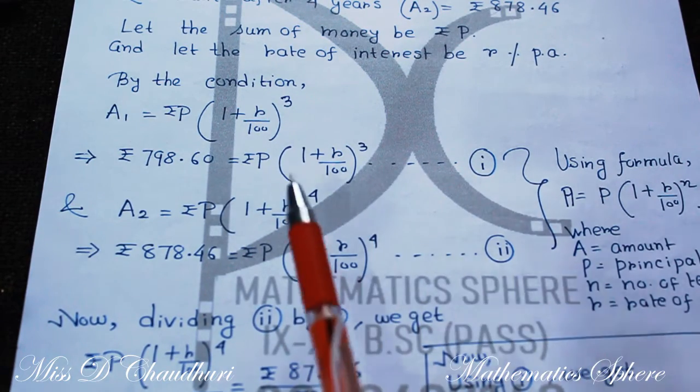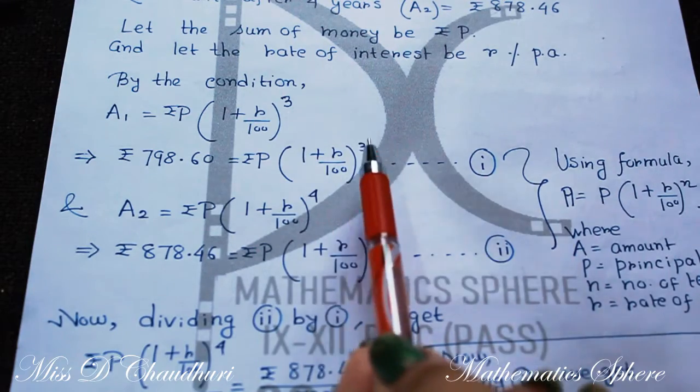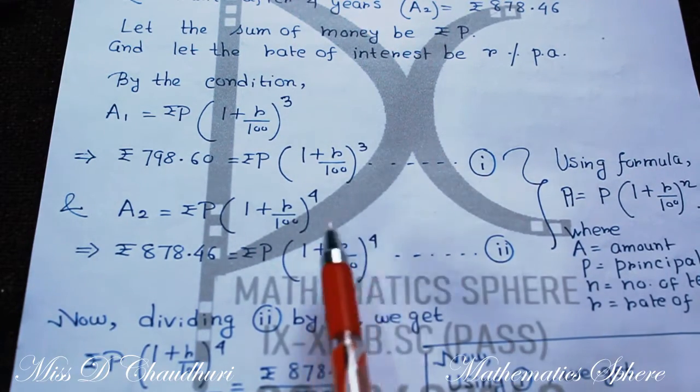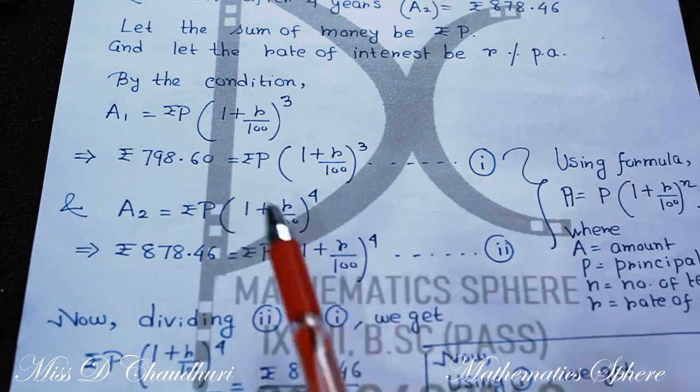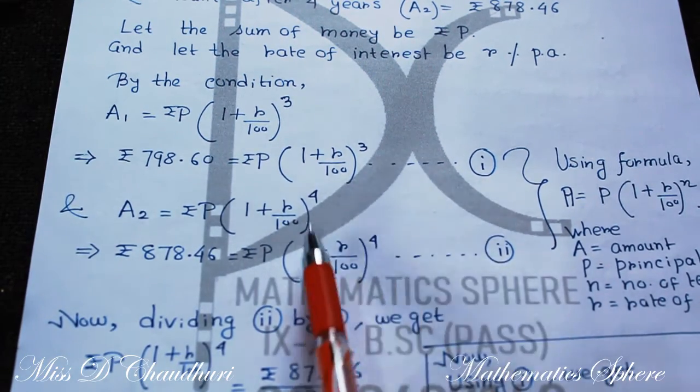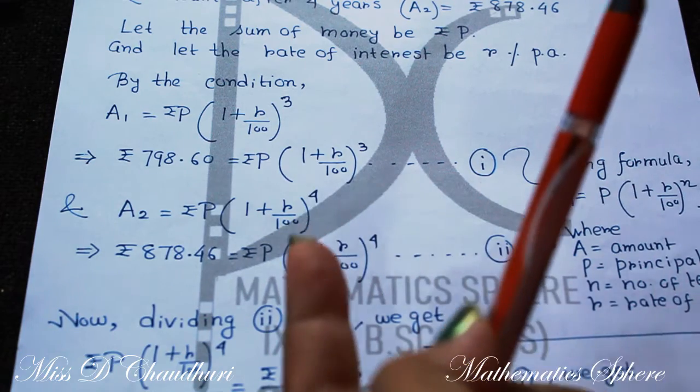Here this thing is whole to the power 3, and here this thing is whole to the power 4. So if we divide this equation by that equation, this and this will get cancelled, and only one factor will be left.